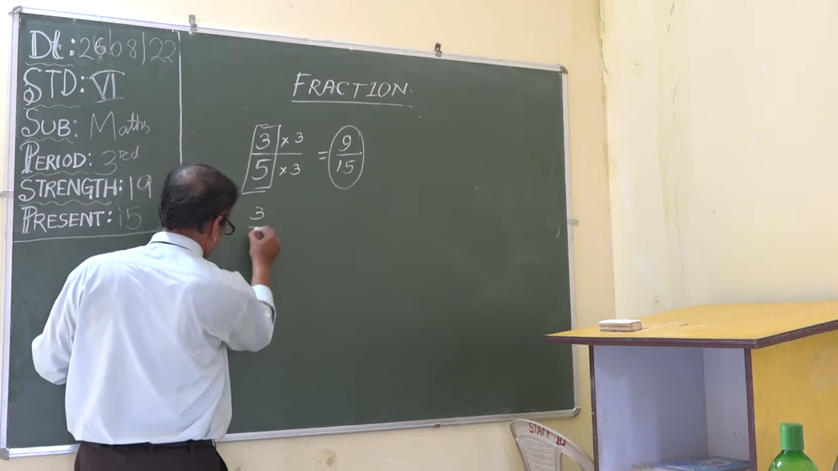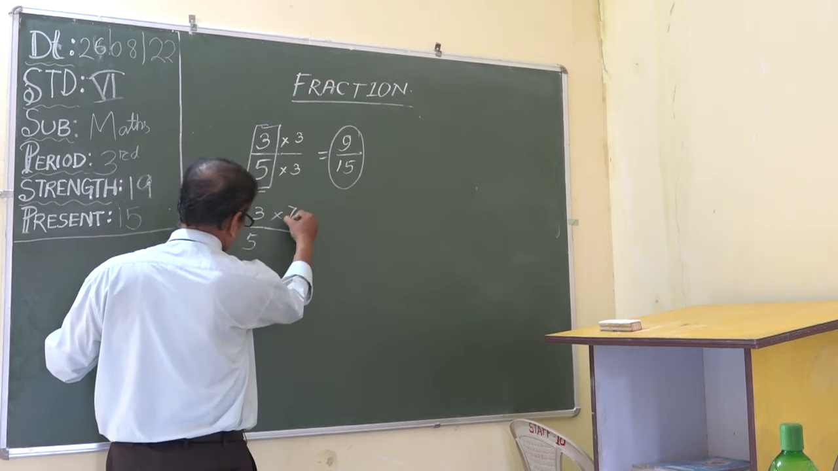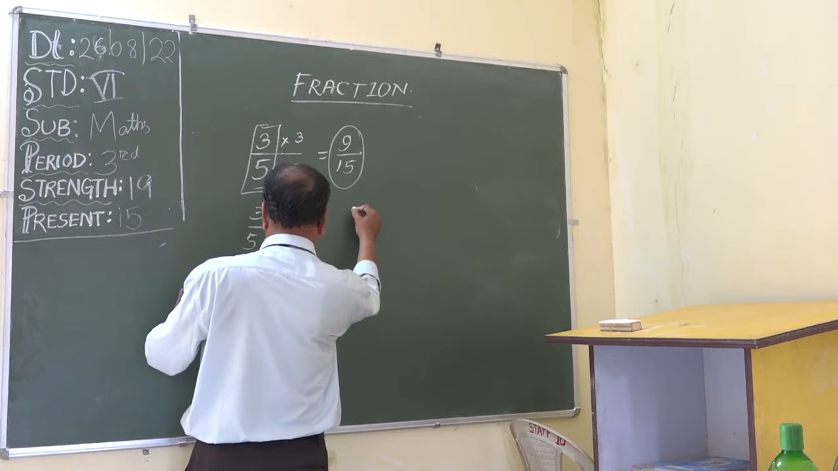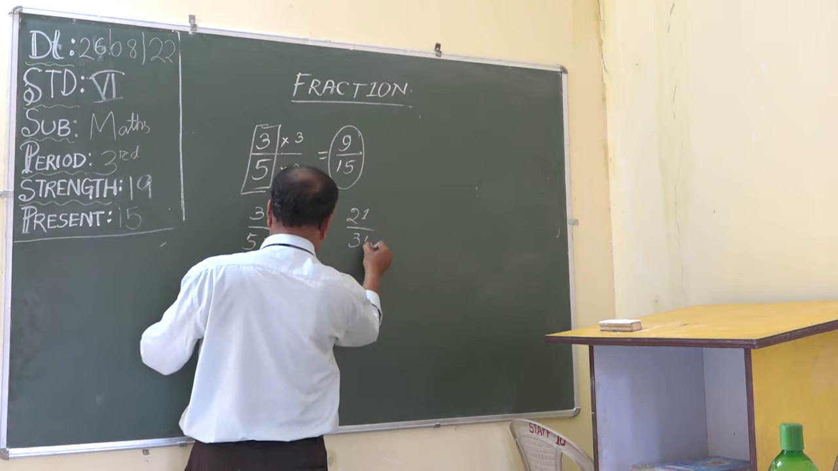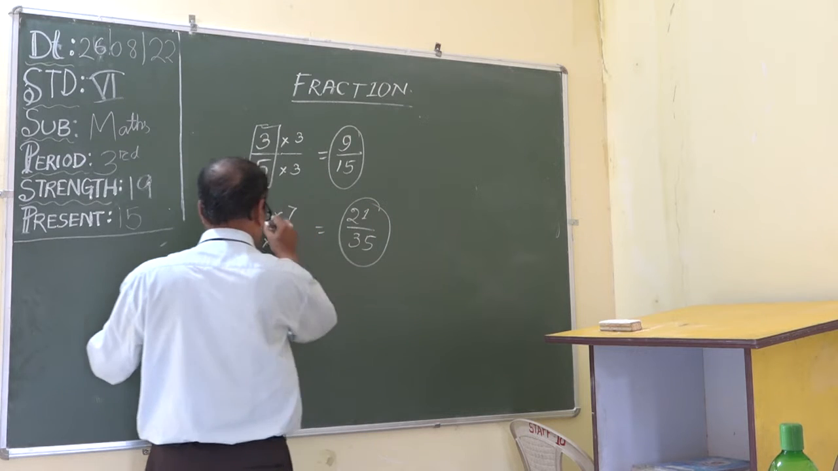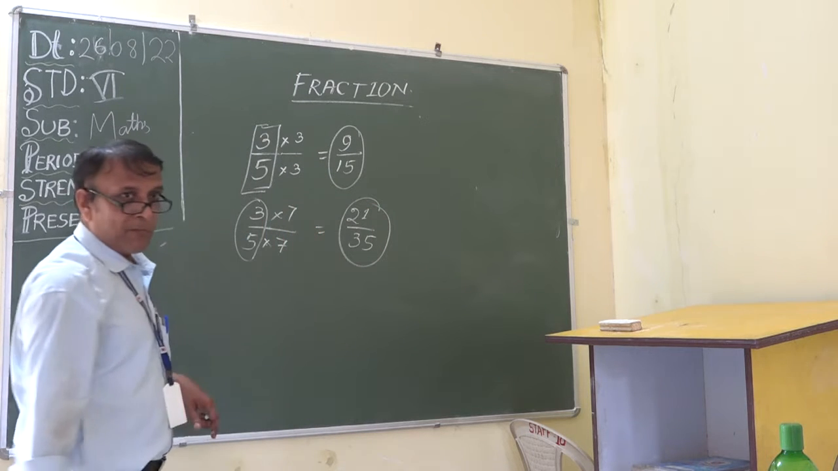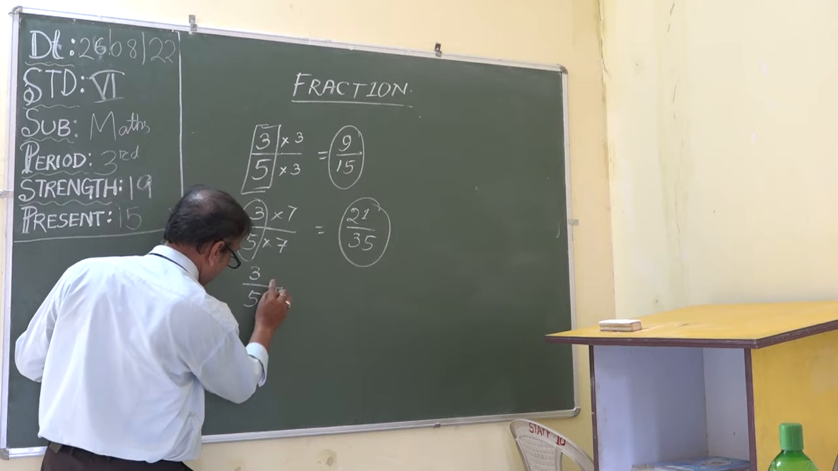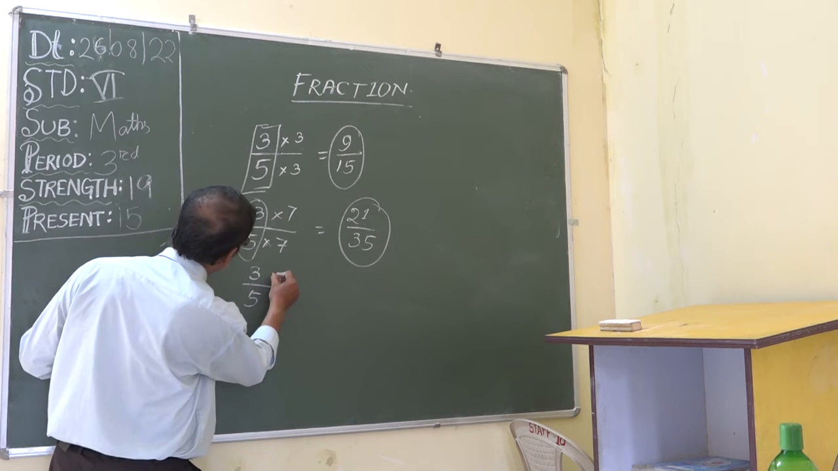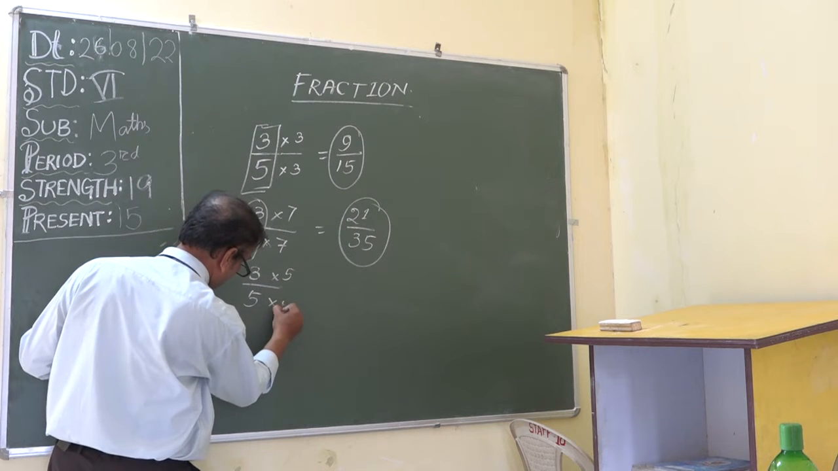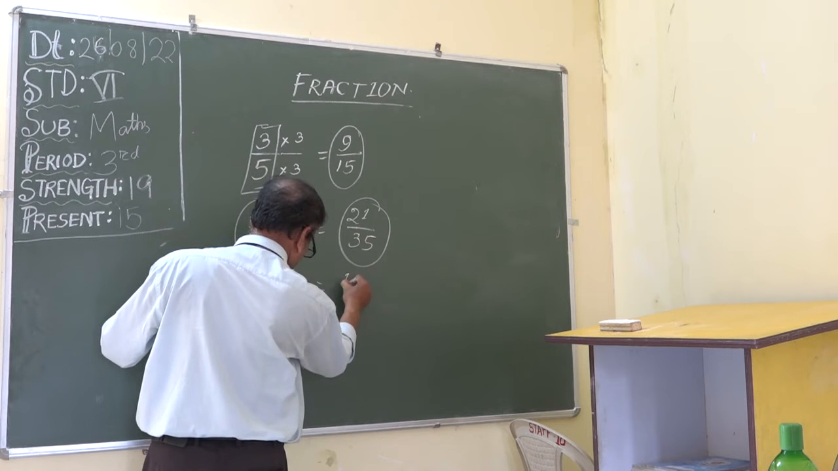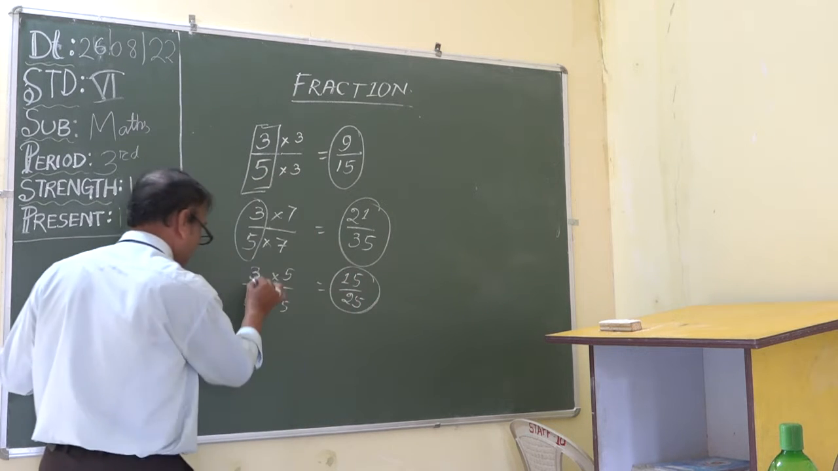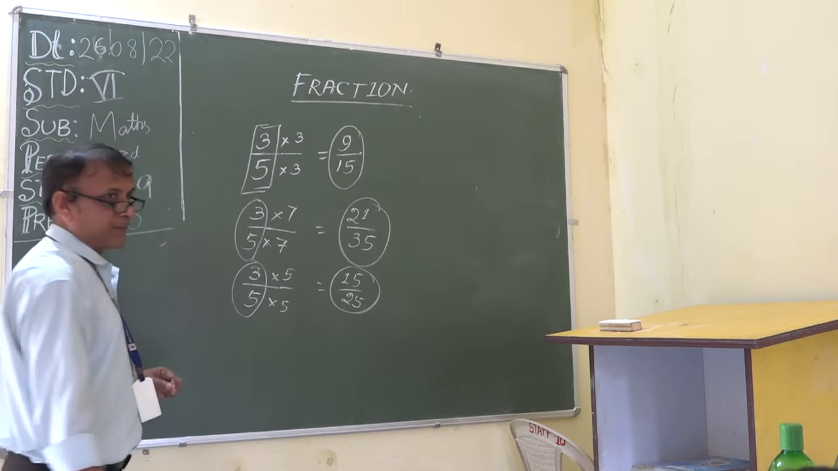Same 3 by 5, I multiply 7, anything you can multiply. Now this is equal to 21 by 35. So this is an equivalent fraction of 3 by 5. Same 3 by 5, I multiply 5 in both numerator and denominator. That is 15 by 25. This is also one equivalent fraction of this one.